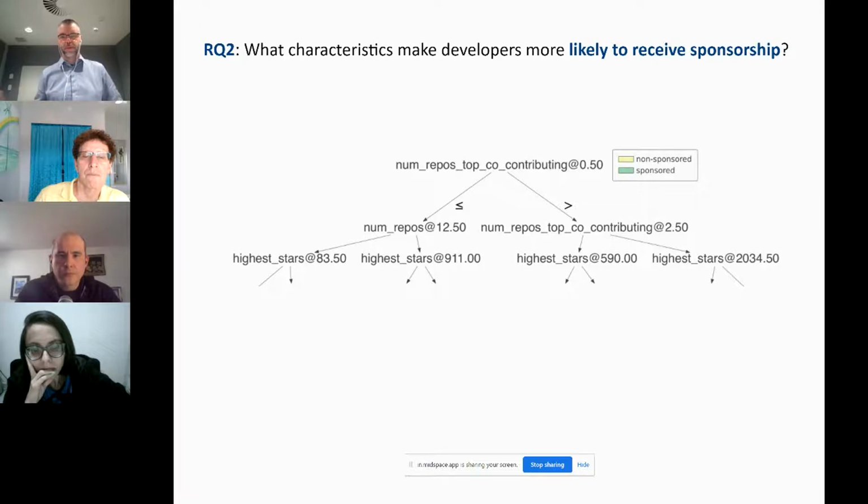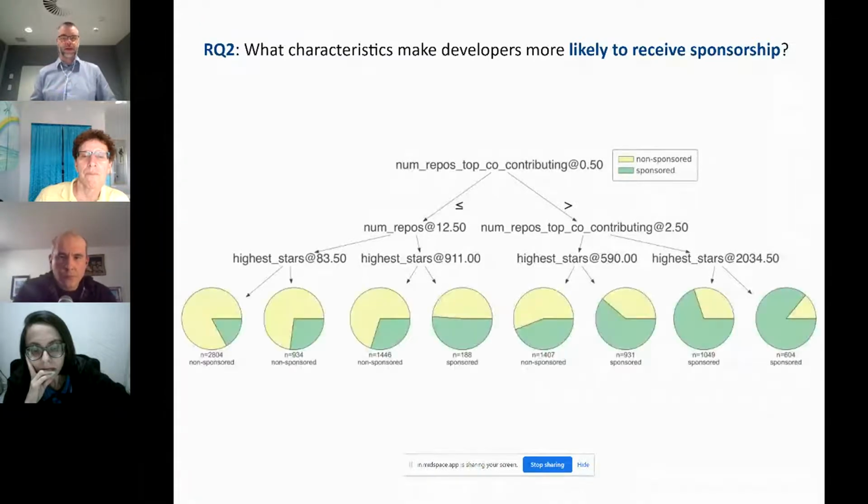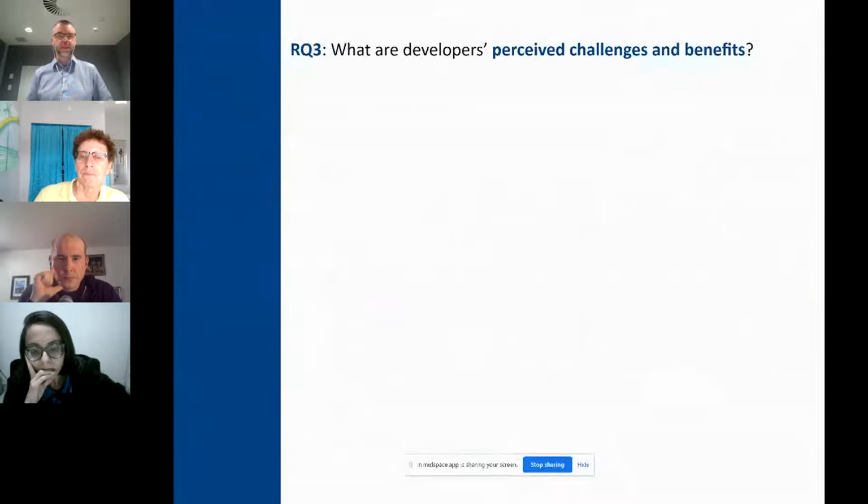At the next level, how popular the repositories are. And then we see that on the left side, people are fairly unlikely to be sponsored. On the right-hand side, people are fairly likely to be sponsored. So let's look at some of the challenges and benefits.